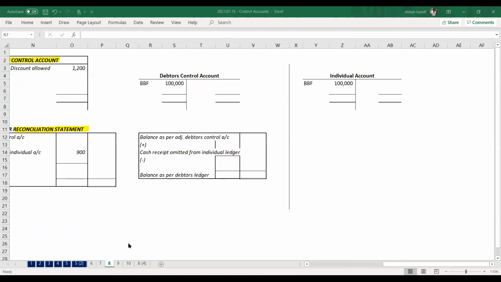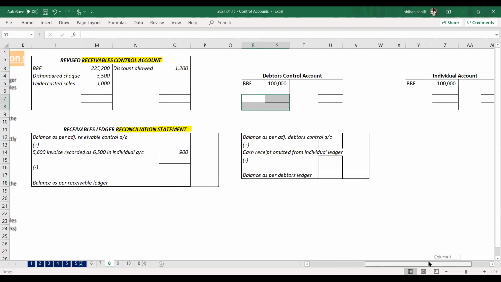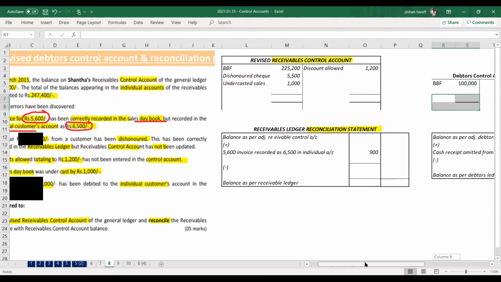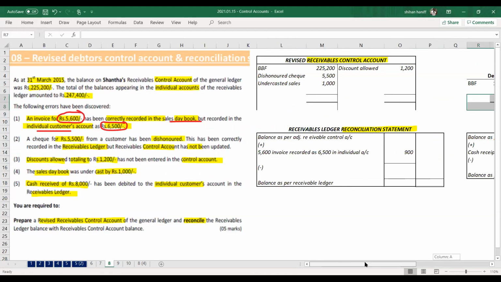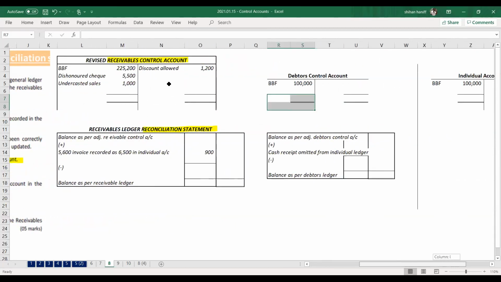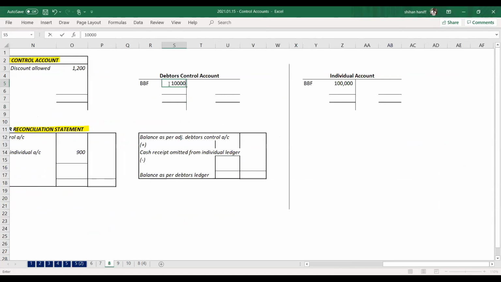So minus. Right. Now it's like this. Both the balances are same. 100,000, 100,000. The error is cash received 8,000 has been debited to the individual customer account. Let's take 10,000, 10,000.